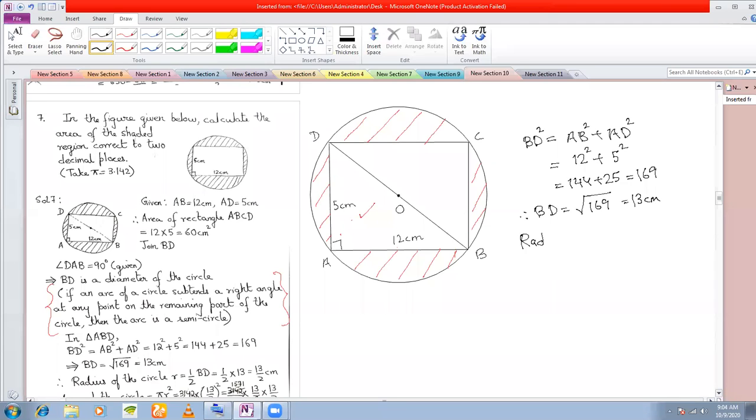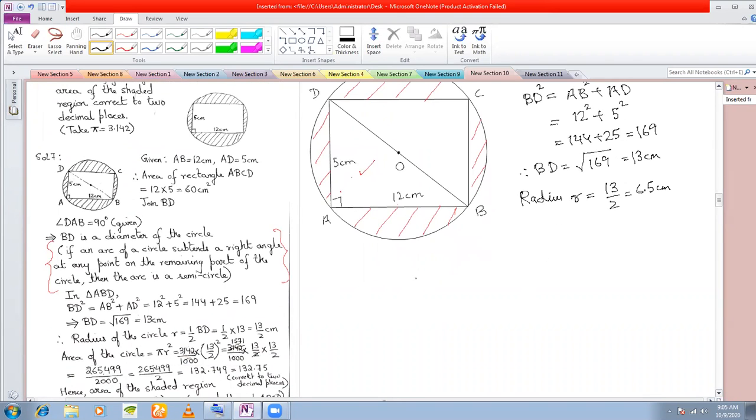That means what is radius R? Radius is half of the diameter, 13 by 2 centimeters. You can write this as 6.5 centimeters also. But when in calculation, it is better to use the fraction 13 by 2.